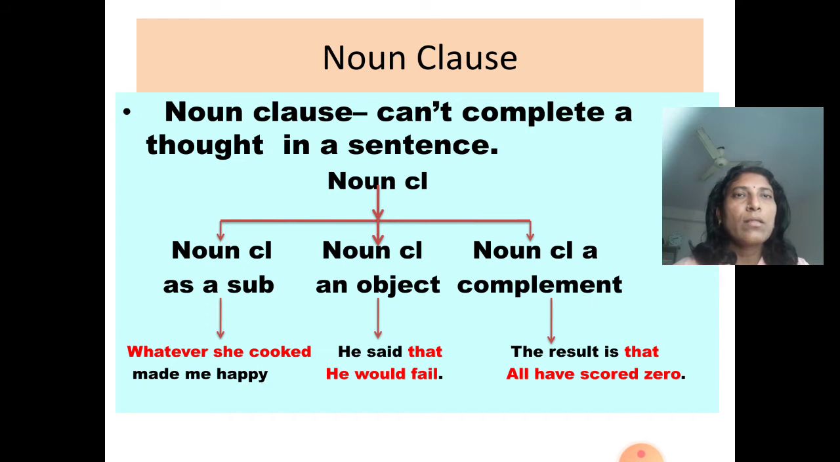Noun clause as the object, at the third place it is placed. He said that he would fail. Here he is a subject, said is the verb, and at the place of object we have placed one clause, one sentence, so it is a noun clause as an object. Noun clause as a complement: the result is that all have scored 0. So here in this sentence the result is something. Instead of something we have placed one clause, that all have scored 0, so it is a noun clause as the complement.